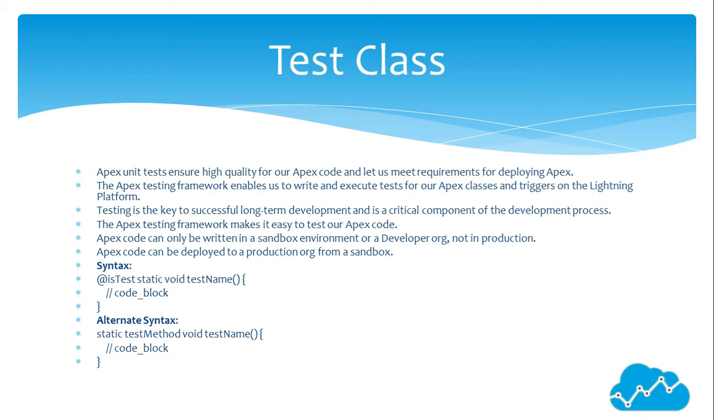Apex code can only be written in a sandbox environment or a developer org, not in production. Apex code can be deployed to a production org from a sandbox. Syntax: @isTest static void testName() { code block }. Alternate syntax: static testMethod void testName() { code block }.